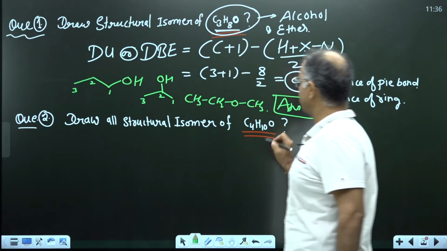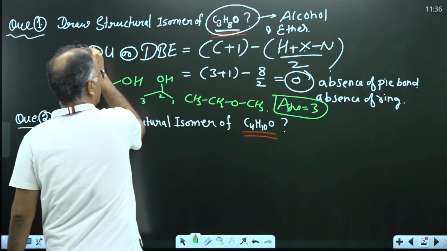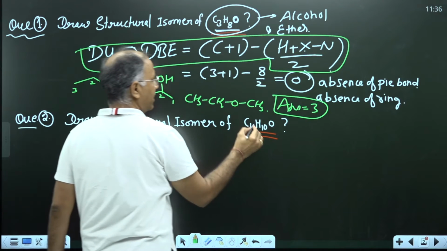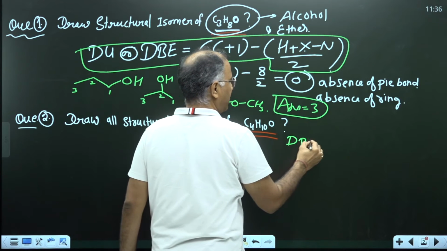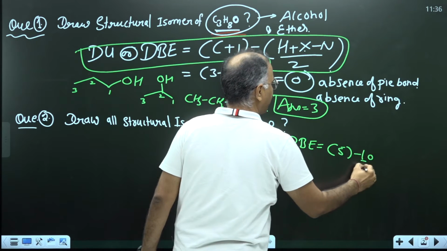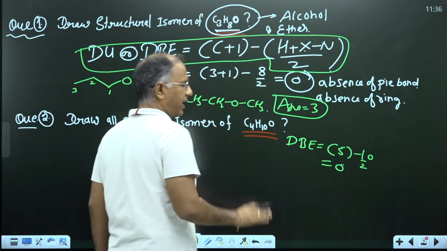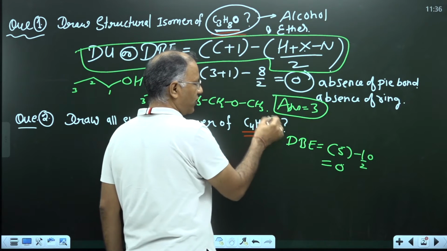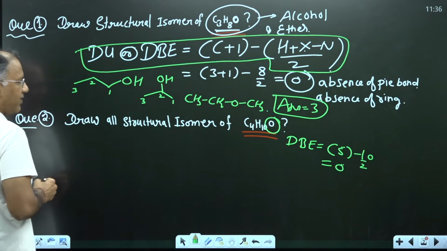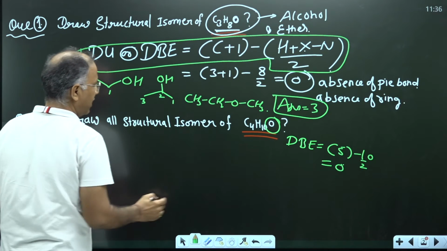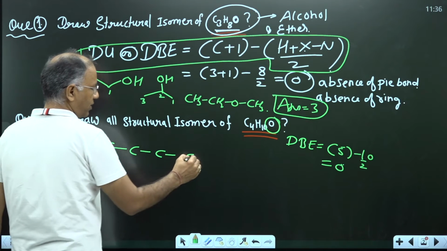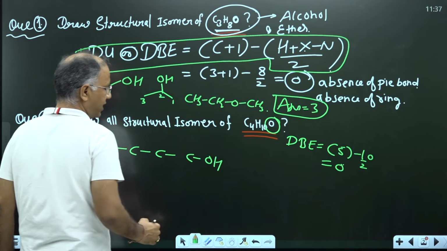All structural isomers of C4H10O. First of all, use this formula to find what is the DB. In this case, C plus 1, so DB means 5 minus 10 by 2, that is, DB is 0. So again DB is 0, again it consists of oxygen. This means the functional groups present are alcohol and ether. So first of all, we will try alcohol. How many carbons are there? 4 carbons are there. So you should draw a straight line of 4 carbons. If I place OH on the first carbon, it is 1-butanol.